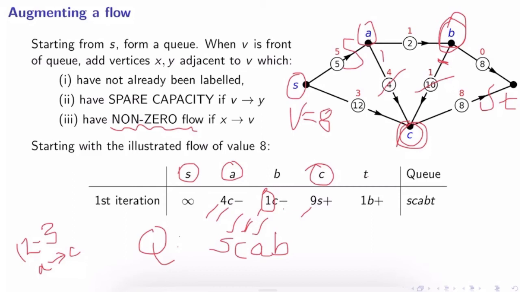So we move on to B, and B sees T, and there is spare capacity here. B sees T, so T goes on the queue, and we're finished. Once we get to T, we're finished.